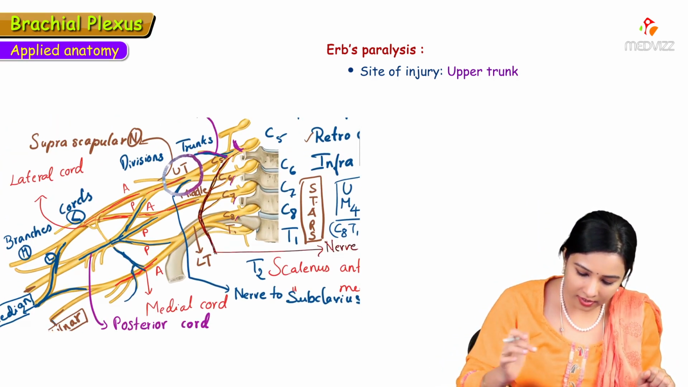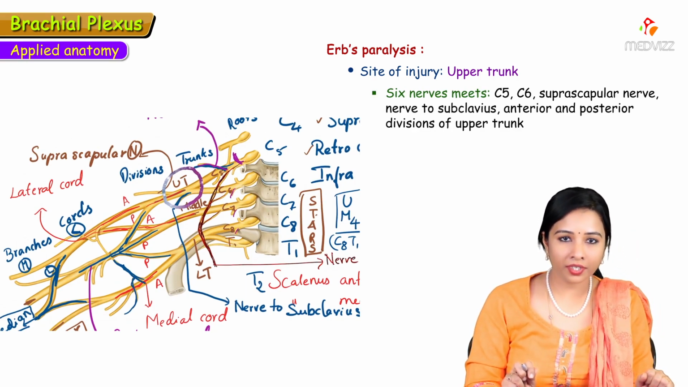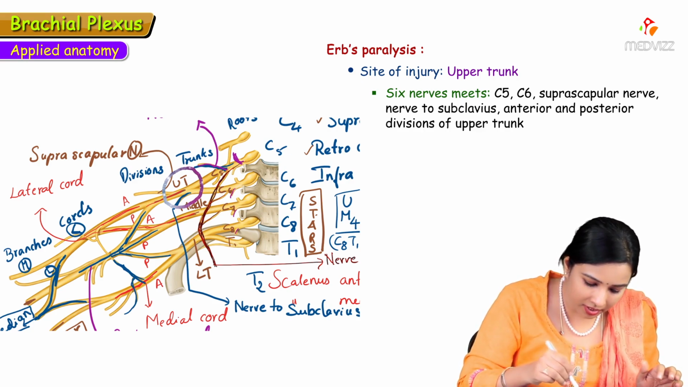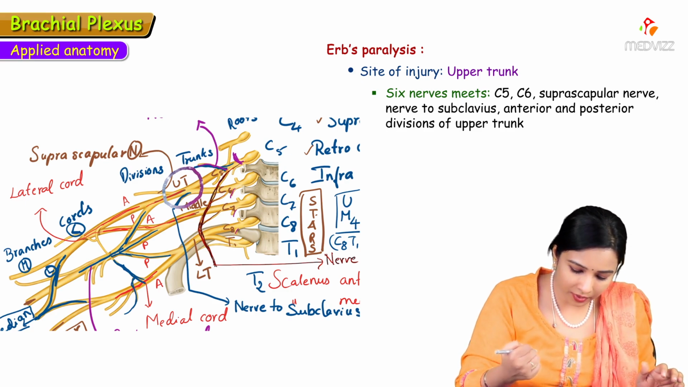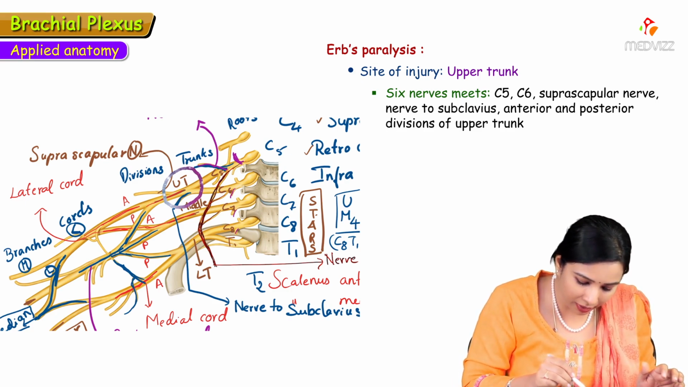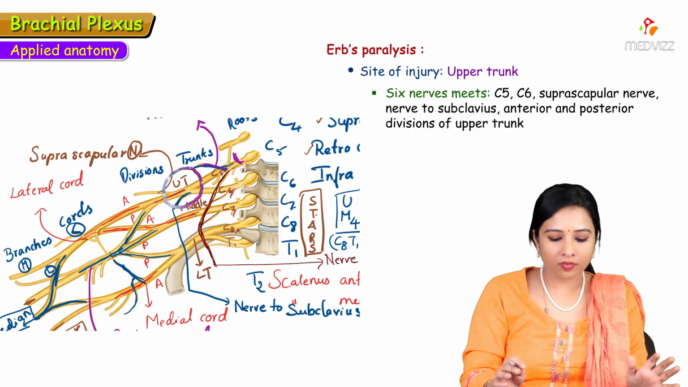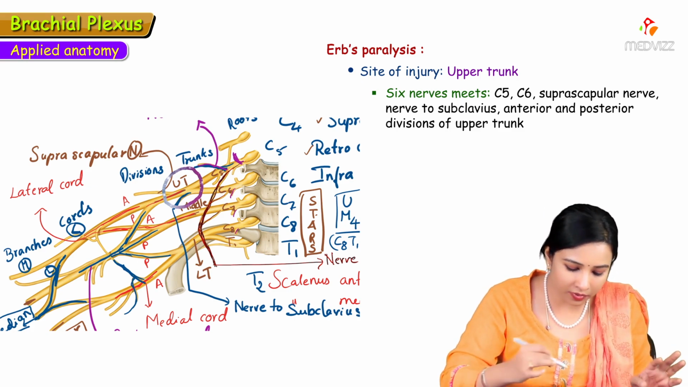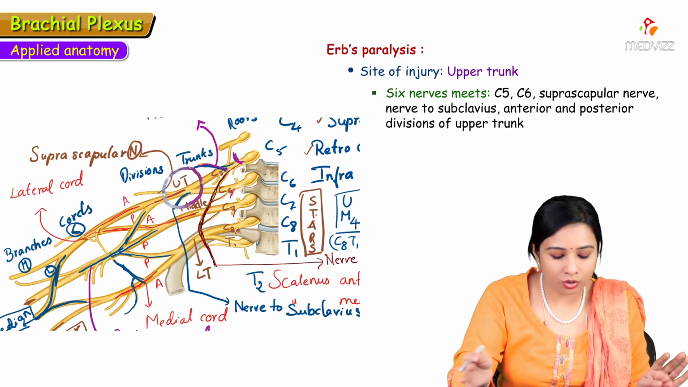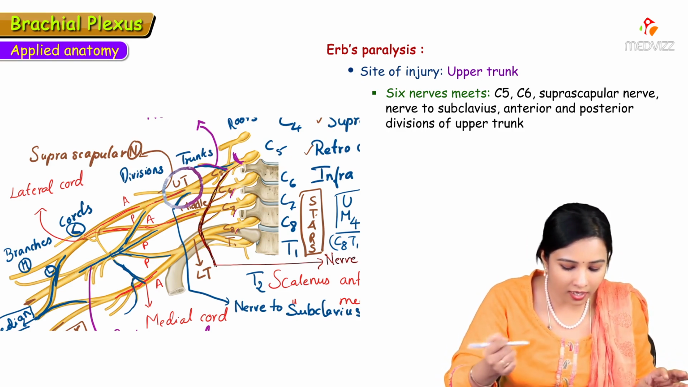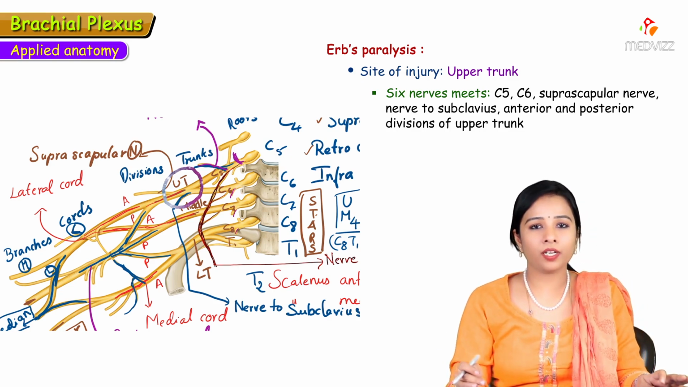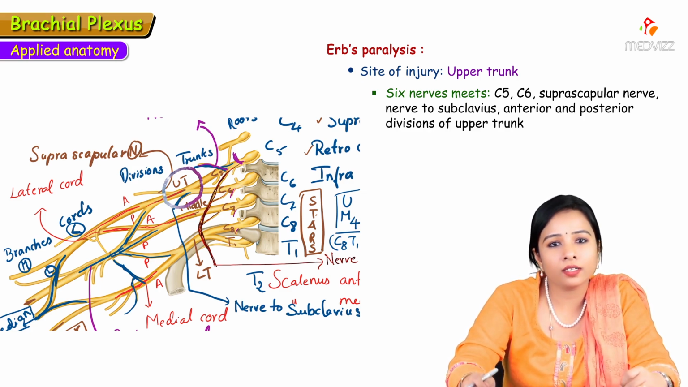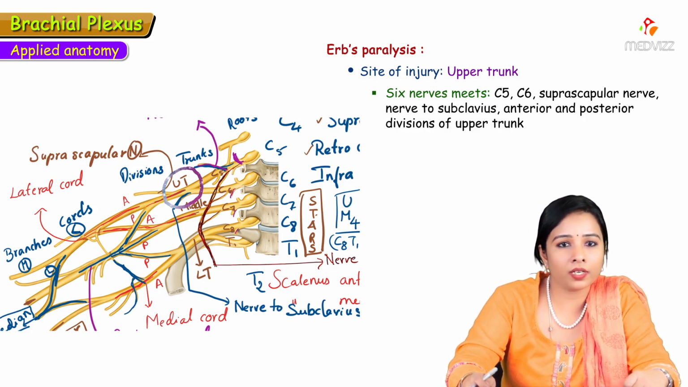So we can see 6 nerves joined at Erb's point, where C5, C6 are joining to form the upper trunk, and we can see the suprascapular nerve and nerve to subclavius coming from here, and the upper trunk further divides into 2 divisions, anterior and posterior divisions. So totally 6 nerves are meeting. I'll repeat again: C5, C6, 2 nerves, anterior and posterior division, 2 nerves, so totally 4, and next is the suprascapular nerve, and the other is nerve to subclavius. So all these nerves will get affected if there is any damage to the upper trunk of brachial plexus.